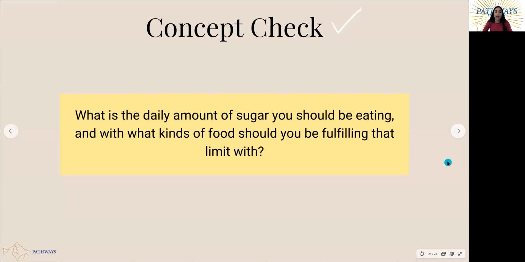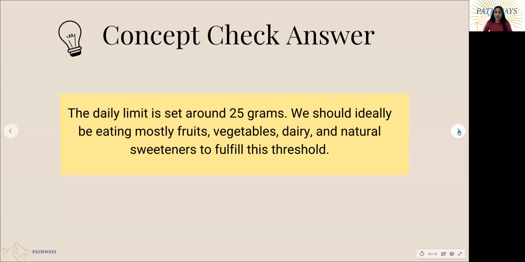All right, so finally, we're going to do a quick concept check. What is the daily amount of added sugar you should be eating, and with what kinds of foods should you be fulfilling that limit? So the answer is the daily limit is set around 25 grams of added sugar, and we should ideally be eating mostly fruits, vegetables, dairy, and natural sweeteners to fulfill this threshold.